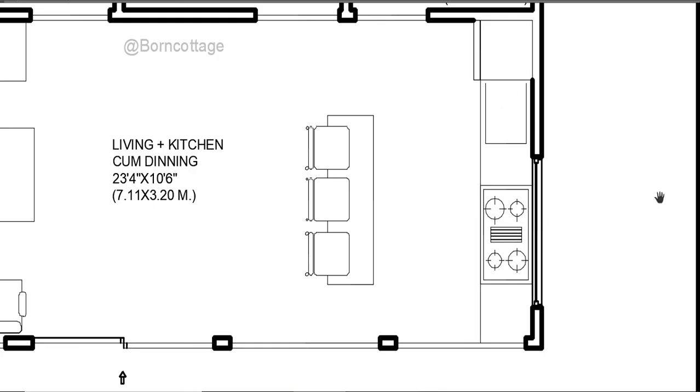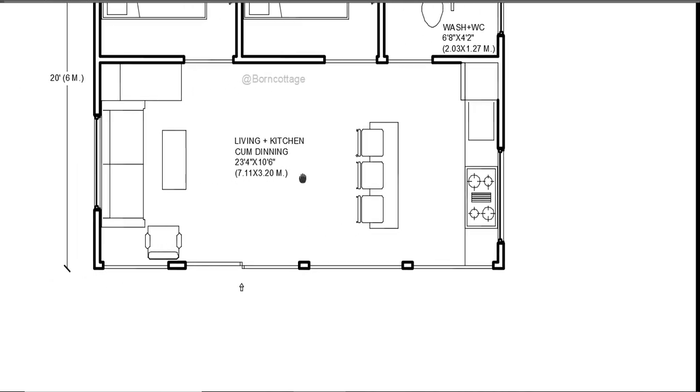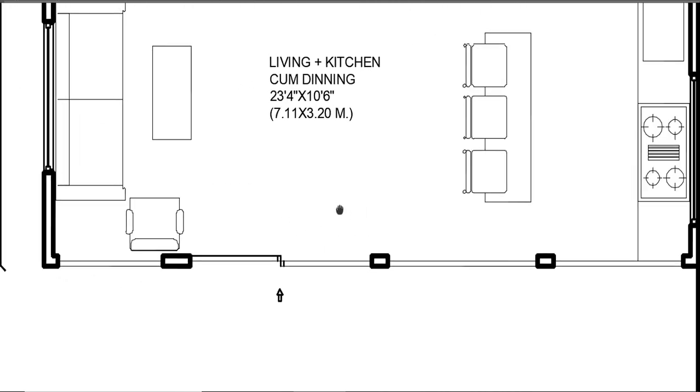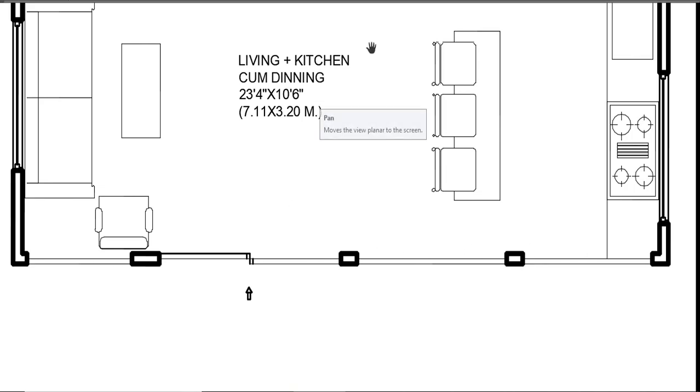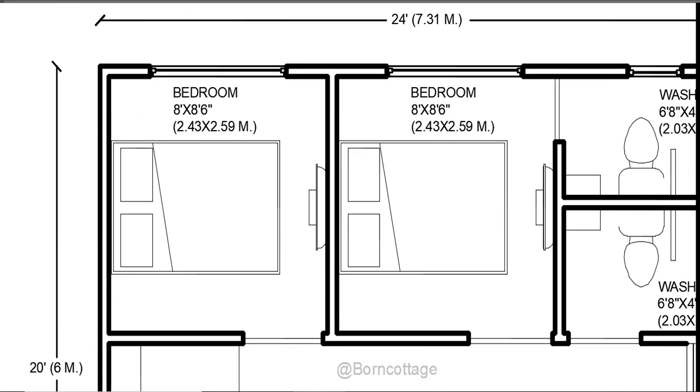We have large size window for ventilation of this kitchen, and also you can see here the large size windows on the front wall for light and ventilation purpose. After that we'll go inside. So we have 2 rooms here.